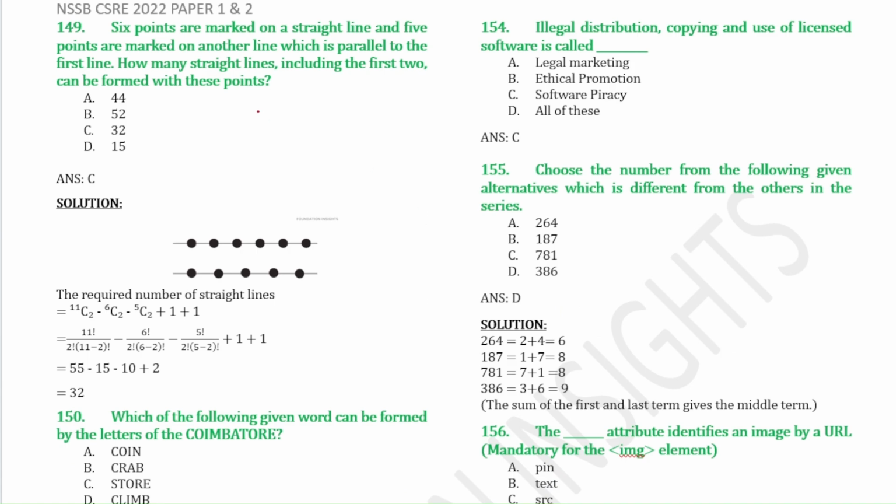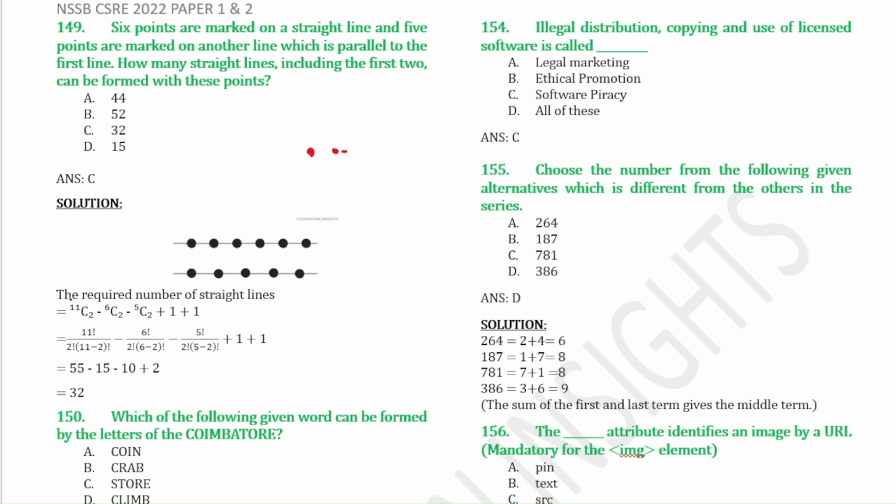Next question, 6 points are marked on a straight line and 5 points are marked on another line which is parallel to the first line. How many straight lines including the first 2 can be formed with these points? So in one line there are 6 points and the other line there are 5 points. So the total number of points will be 11, right? And then to make a straight line we need 2 points.